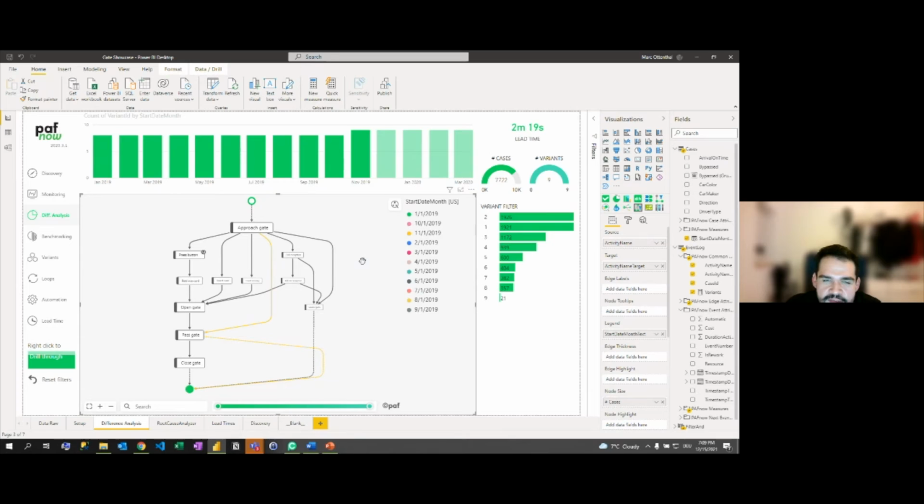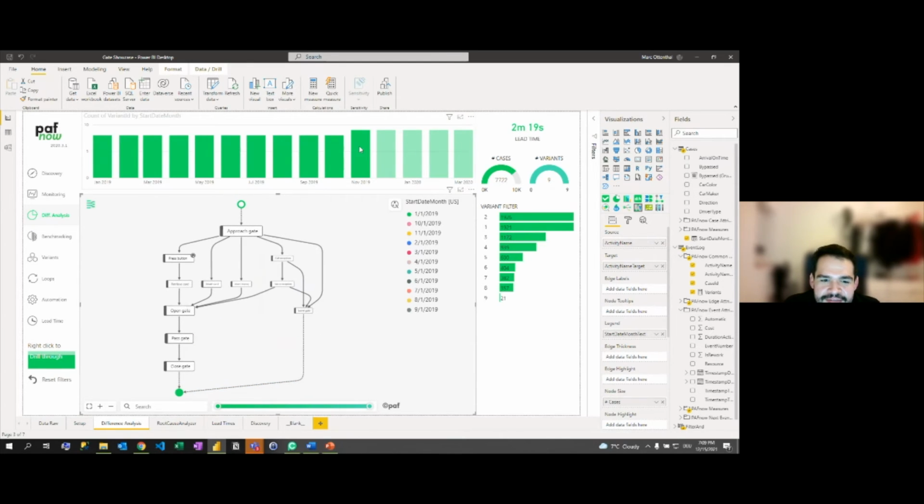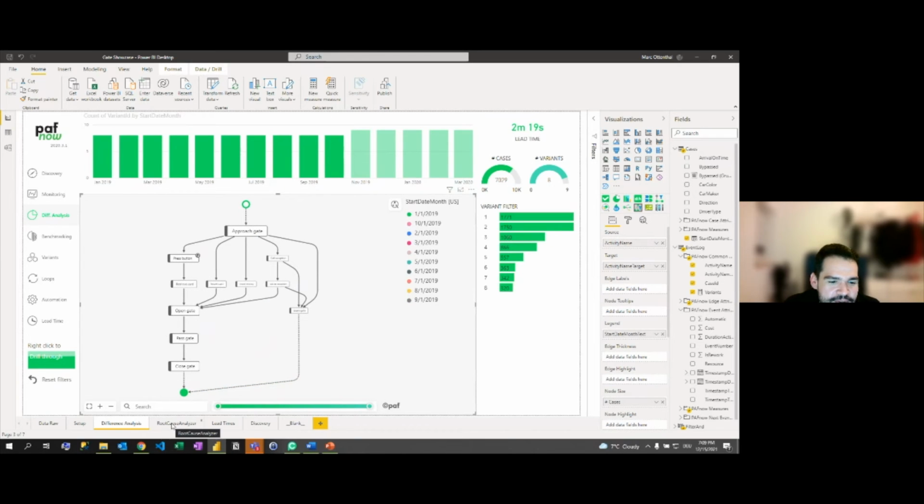Okay, now it's clear, because I can see the histogram on top. Now I can see that we have 8 variants until November, and then we have 9 variants. Yes, so we have another variant there. Okay, so now it's clear. Thank you. Thank you for the question. Yes.